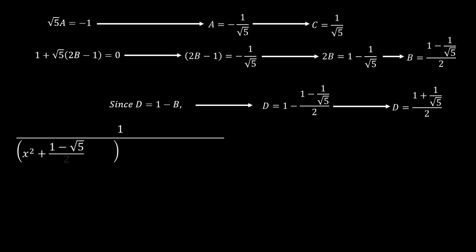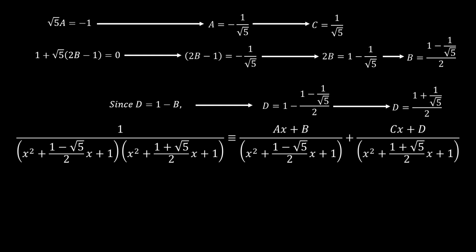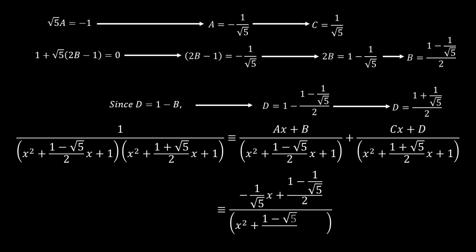The partial fractions that we're seeking to create are now attainable since we know a, b, c, and d. A is negative 1 over root 5. B is the same as (1 minus 1 over root 5) over 2. C is the same as positive 1 over root 5. And D is the same as (1 plus 1 over root 5) over 2. So this is our partial fractions.